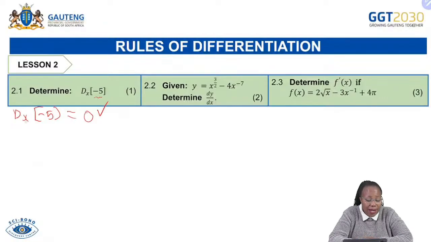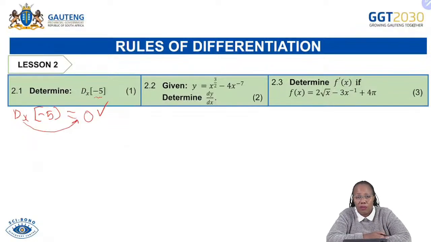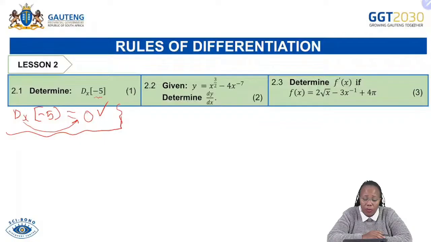Okay, you don't write this d/dx again here, grade 12. If you go to the answer of the derivative, you get rid of that d/dx on your answer when you have derived now. And then now, number 2.2, we are given y is equal to x to the power 3 over 2 minus 4x to the power minus 7. Determine dy/dx. That means this is telling you to derive y in terms of x, okay?